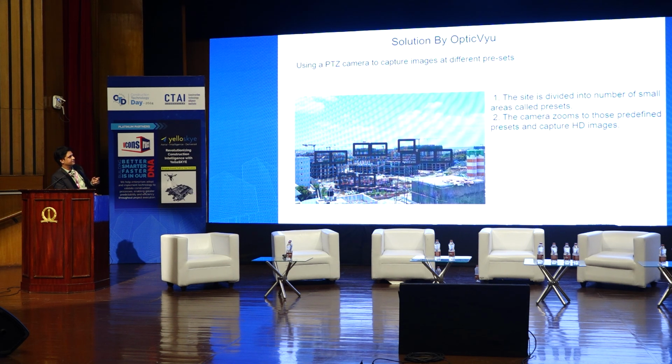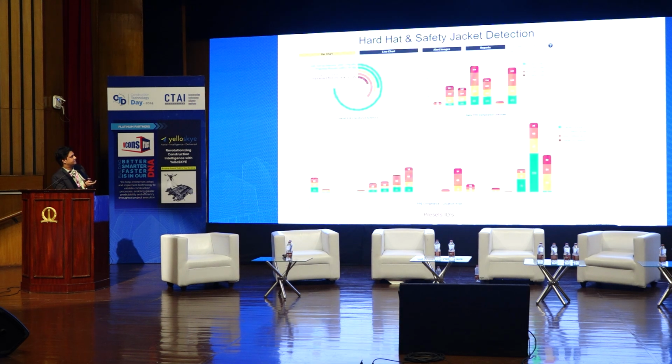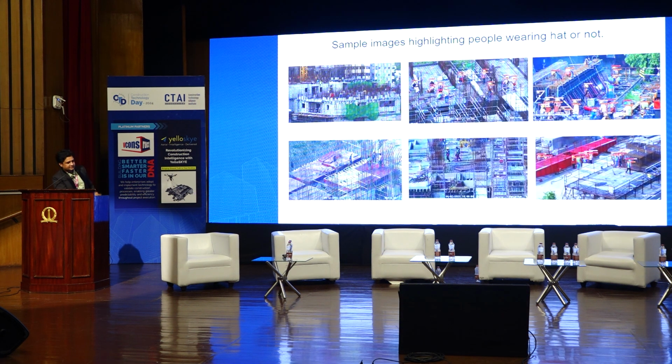See here, for example, we have 25 location presets which we have divided the site into. We get the jacket and hard hat detection basically. This is how we have implemented it there for safety. These are some of the sample images which we get from the site, wherein we are able to find out whether people are wearing jackets and helmets.